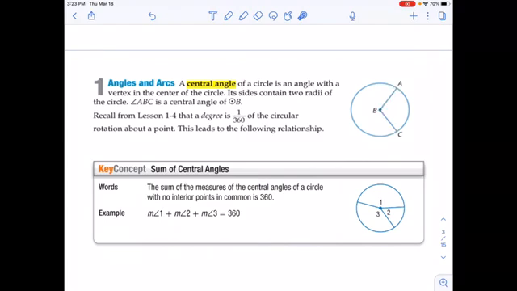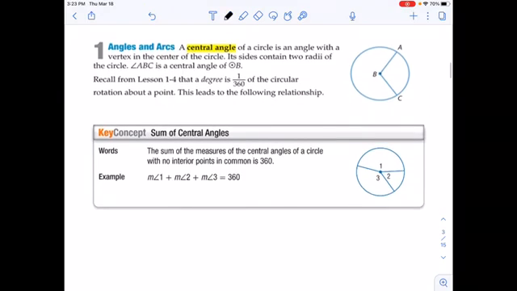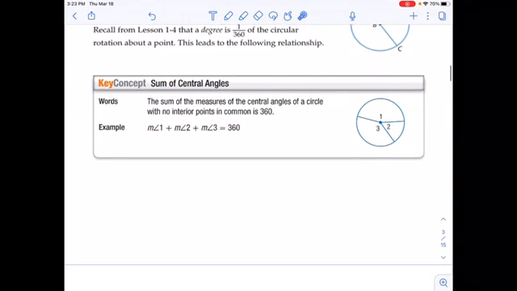So if you recall from lesson 1, a degree is 1 out of 360 of the circular rotation about a point. This leads to the following relationship. The sum of the measures of the central angles of a circle with no interior points in common is 360. In this case, we can take angle 1 plus the measure of angle 2 plus the measure of angle 3, and that equals 360 degrees.